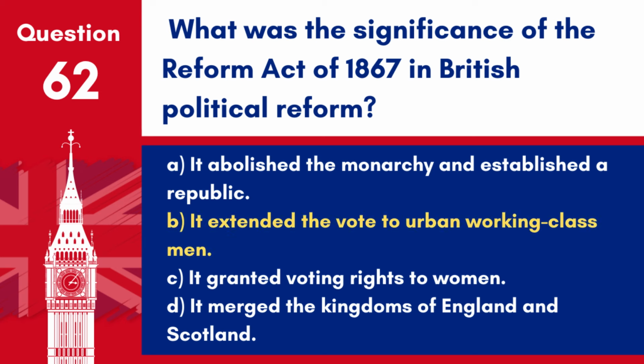Answer: B. It extended the vote to urban working-class men. The Reform Act of 1867 was significant in British political history as it expanded the electorate to include many urban working-class men, further democratizing the voting process.